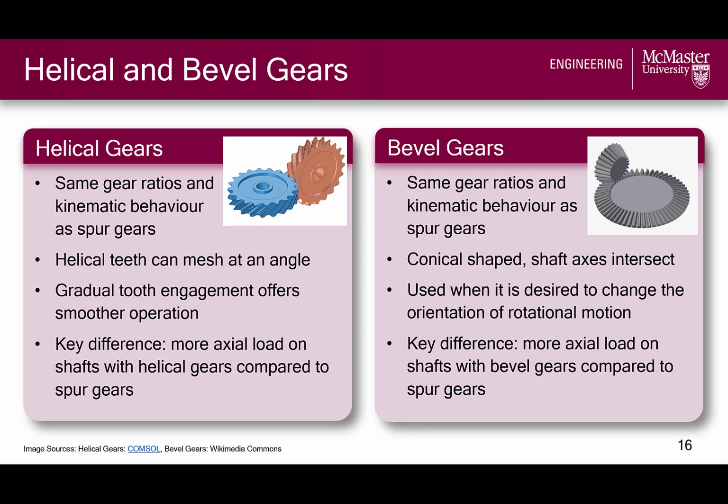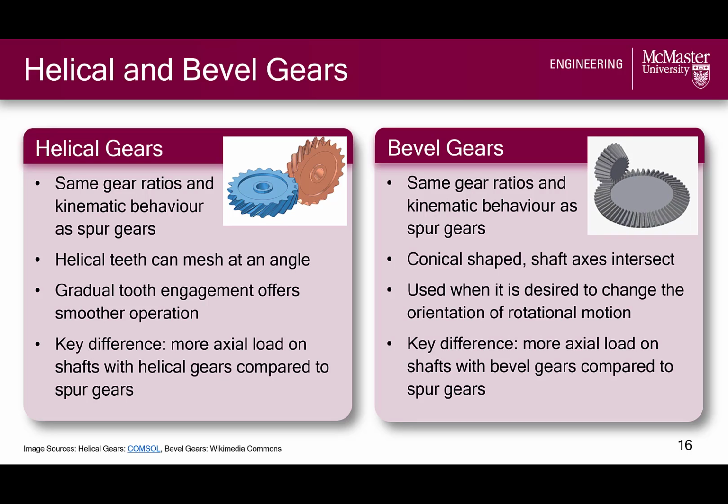Also, the inclined teeth of helical gears offer more gradual tooth engagement for smoother operation, which makes them useful for higher speed applications like in automotive transmission systems. With both helical and bevel gears, their key difference from spur gears is that they have higher axial loading on shafts, but this is really outside of the scope of this course.